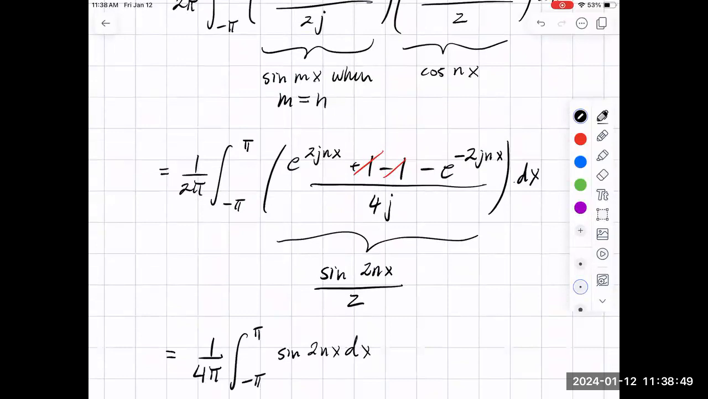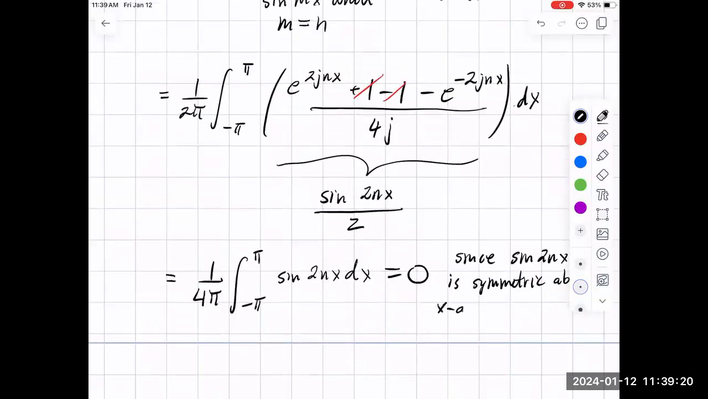Yeah, that's right. So it's the same argument we made before. If we were to actually plot this thing, the function would be half the time negative, half the time positive over this interval. And so that would have to be 0, since sine 2nx is, let's just say, symmetric about the x-axis on the interval minus pi to pi.